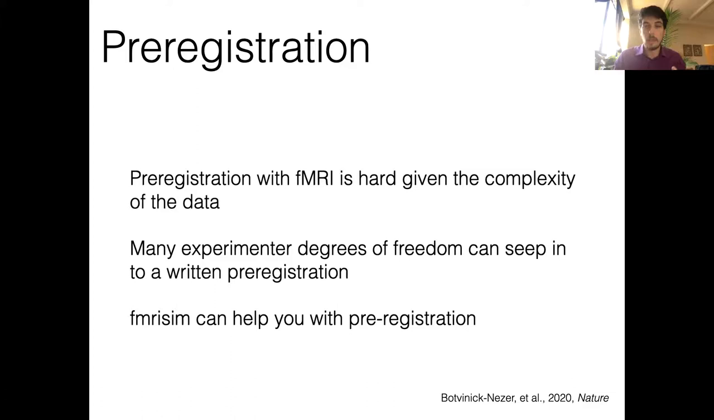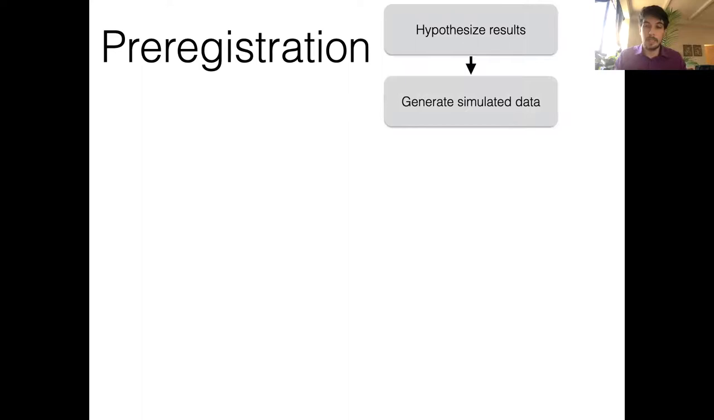So just to explain the pipeline of pre-registering when you're doing simulation, the first step is, as always, you hypothesize your results. You hypothesize the kind of effect that you think you'll find and the design that you think will achieve it. You then generate simulated data using fMRI sim. So you write the code that will allow you to generate the data. This means getting the set of participants which is representative of the group you're going to collect, you use them for noise, you generate the signal that you want to simulate, and then you insert it into that noise data.